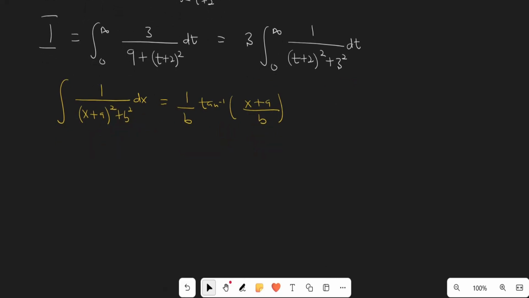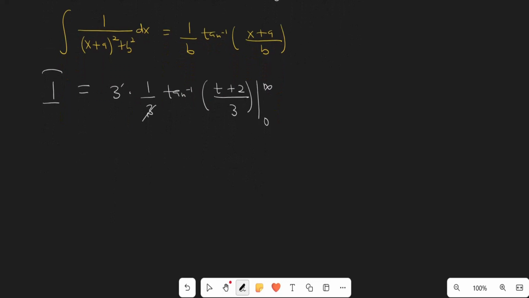So let's do that. So I is going to be equal to 3, then solving the integral, we have 1 all over b. B here is 3. And then the arctan of x plus a, which here is t plus 2, all over b. B is 3. Take the limits of integration from 0 to infinity. See that this has become very simple. So 3 cancels 3, and now you are left with the tan inverse of t plus 2 all over 3, with the limits of integration from 0 to infinity.